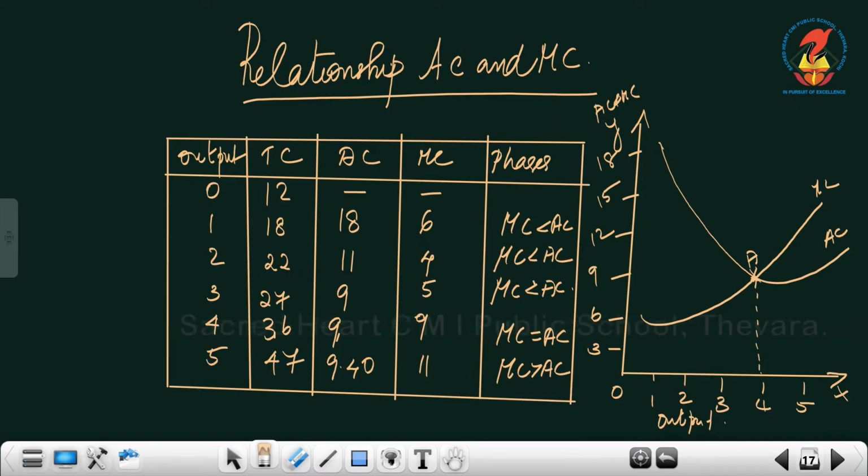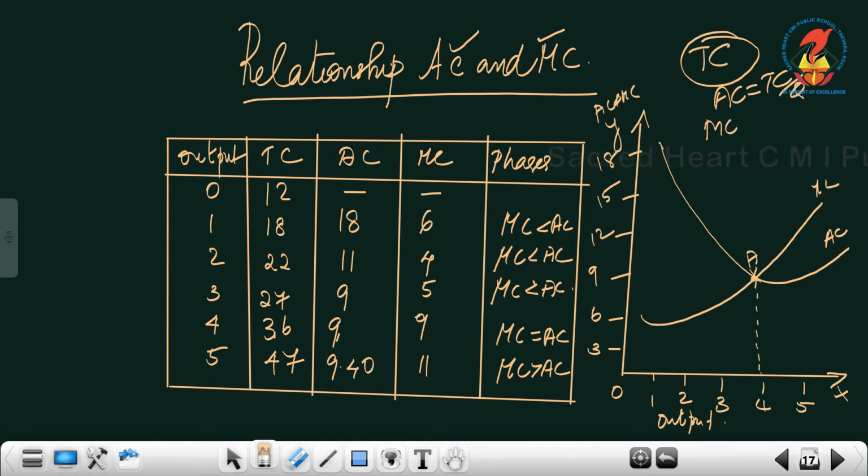Now we will move on to the next topic, that is the relationship between AC and MC. What is the relation between AC and MC? To find that, we need the value of TC, because AC is TC by Q and MC is delta TC by delta Q. So, to find out the relationship between AC and MC, we need the value of TC. Why? Because AC is equal to TC by Q and MC is equal to delta TC by delta Q, or TCn minus TCn-1, the succeeding value minus the preceding value.